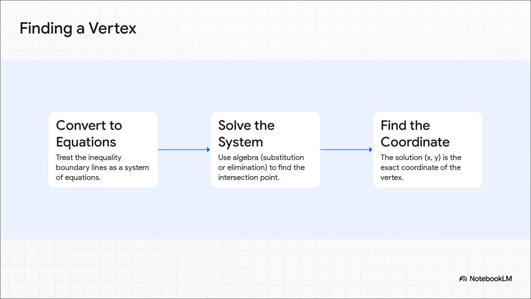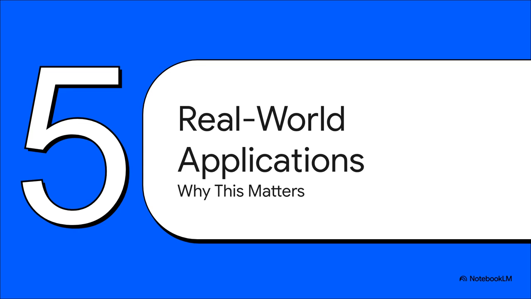And it's actually really straightforward. Here's all you do. You take the two boundary lines from our graph, and you just treat them as a system of normal equations. Now it's just a classic algebra problem. You solve this system, and the x, y answer you get isn't an estimate. It is the exact, precise coordinate of that vertex. No drawing necessary. Okay, so we've drawn the map, we've found the exact street corners, but who cares, right?